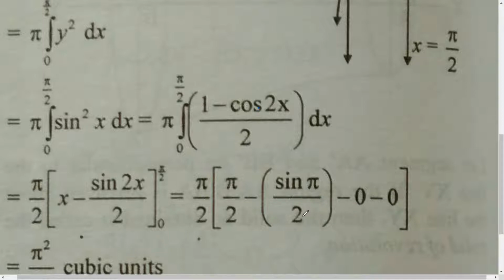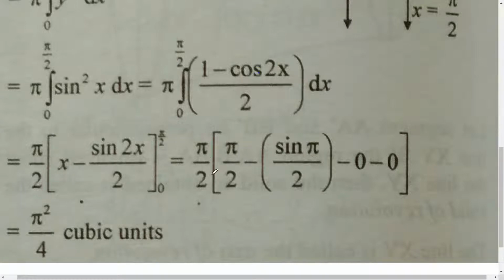Now simplifying it, here it is pi upon 2 as it is, and it is also pi upon 2, but sin pi is 0. So 0 upon 2 is also 0, its value will be 0. So we have remaining only the term pi upon 2 into pi upon 2. So this will be pi square upon 4. It is volume, so we should write its unit, cubic units.